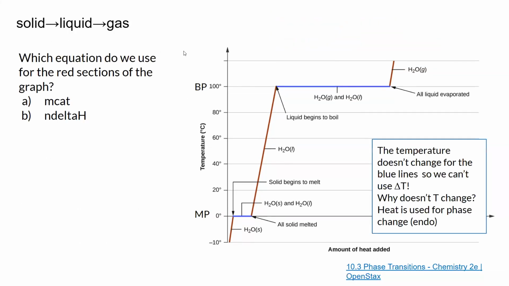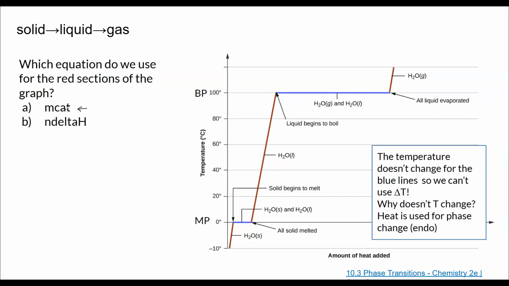So again, this is the heating curve, solid, liquids, and gases. And we have some equations that we've been using. The MCAT, MCΔT, we just call it MCAT for easiness, but it's mass times the specific heat times the change in temperature. And that is the MCAT equation, or the nΔH equation. Okay, n, number of moles, times the change in enthalpy. So which equation can we use where?